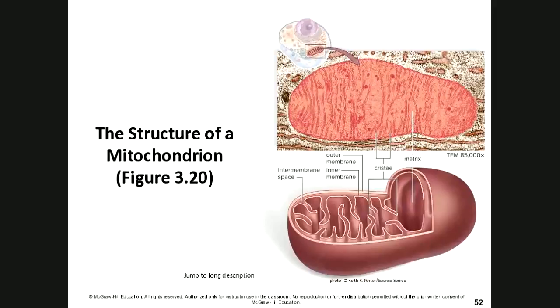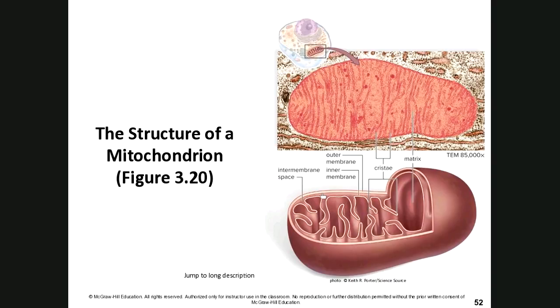So here's a structure and a pretty picture of a mitochondria. Here's one with a transmission electron micrograph picture. And then here's just an artist rendition of it. And we have these little folds on the inside of it, the cristae, or the inner folds of the mitochondria. And this is the site of the electron transport chain of cellular respiration.